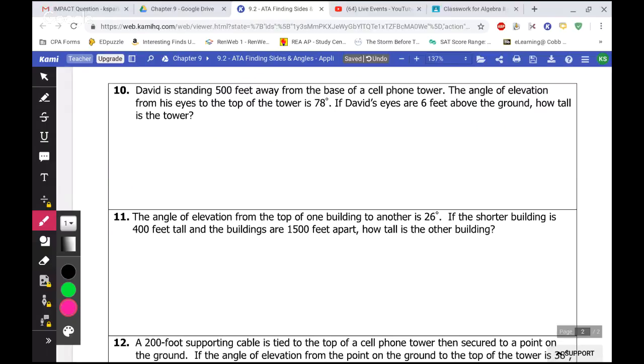David is standing 500 feet away from the base of a cell phone tower. The angle of elevation, which I try to underline what they're looking for, from his eyes to the top of the tower is 78 degrees. Because on these, you're either looking for an angle of elevation or angle of depression, or you're given an angle of elevation or an angle of depression and working from there. If David's eyes are 6 feet above ground, how tall is the tower?